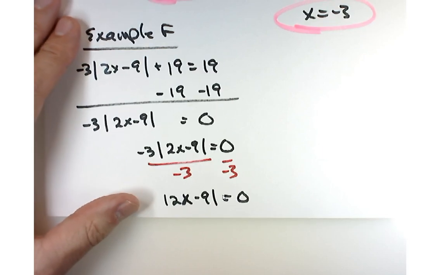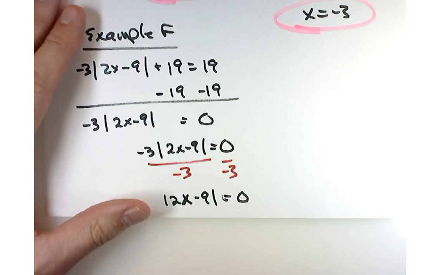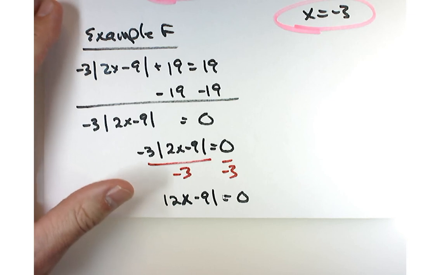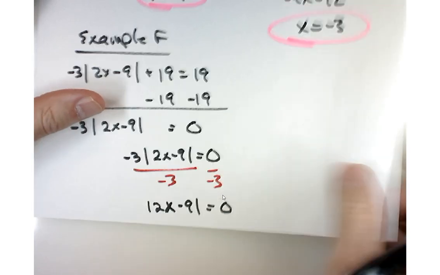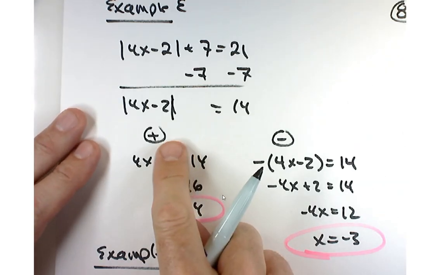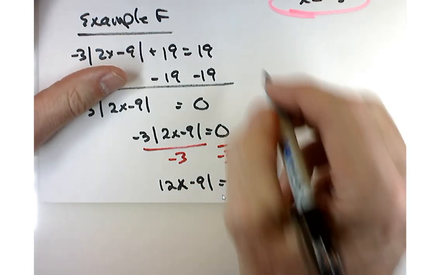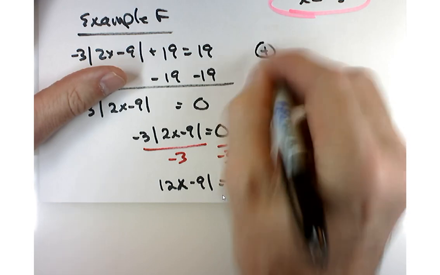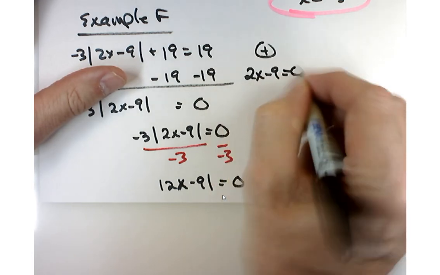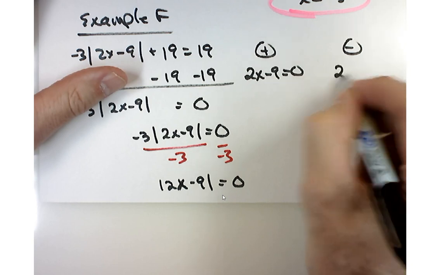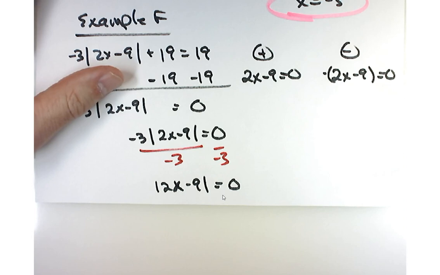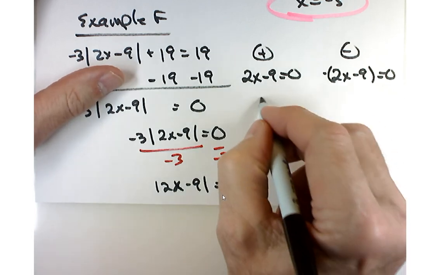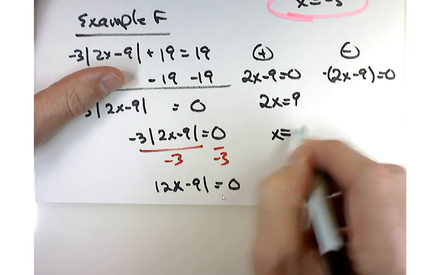This one is a little bit different than the last one. You can look for a positive case and a negative case, but you're not really going to find them. In the last one, when I did a positive case and a negative case, it made a difference. Here, it won't make a difference. So if I do a plus case, 2x minus 9 equals 0. If I did a minus case, negative of 2x minus 9 equals 0. I'm going to get the same thing both times. 2x equals 9, x equals 9/2.